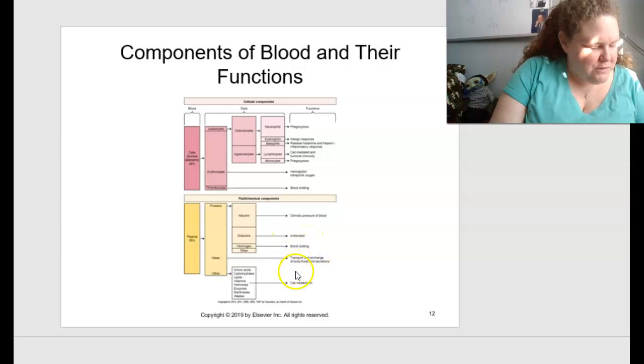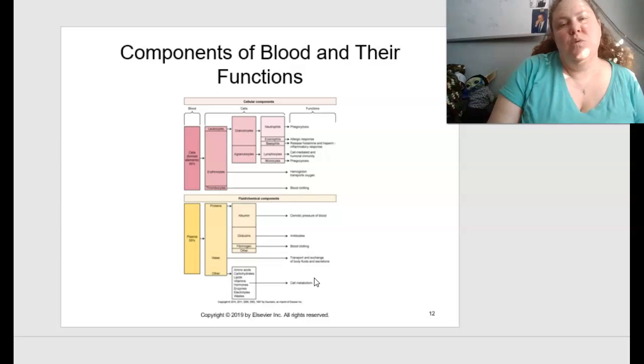The water itself is going to help transport and exchange the bodily fluids and secretions. And then the other down here includes your amino acids, your carbohydrates, your lipids, hormones, enzymes, electrolytes, and wastes. And these are all stemming from cellular metabolism. So again, this is figure 10.4 of your book on page 189.